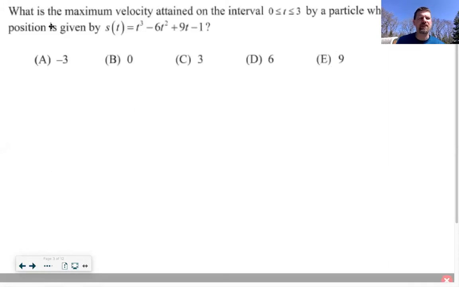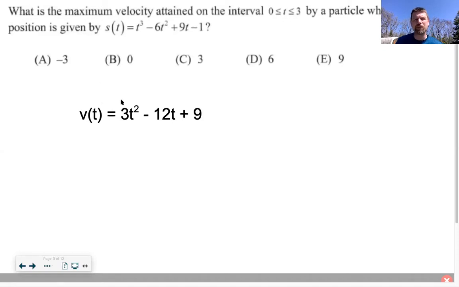Quick example question. This is asking for the maximum velocity attained on the interval from 0 to 3 by a particle whose position is given by this function. Well, if that's a position and it's asking about velocity, I'm going to have to take the derivative. The derivative of that position would be this. However, it's asking for the maximum of that velocity.